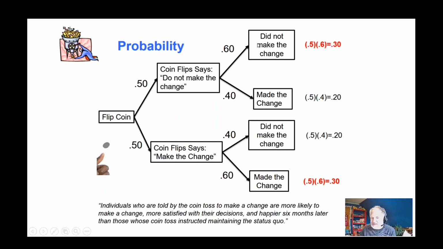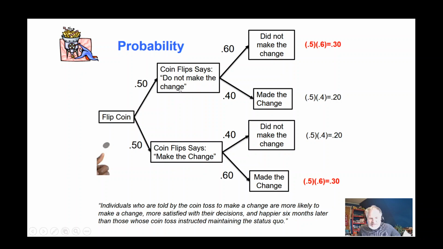60% of those people did not make the change, 40% made the change. If I want the overall probability for each branch, so coin says make change, person makes the change, I multiply the probabilities down the decision path. So 0.5 times 0.6 is 0.30. So that means if 100 people did this task, 30 people will have had the coin say make the change, and they will have made the change.